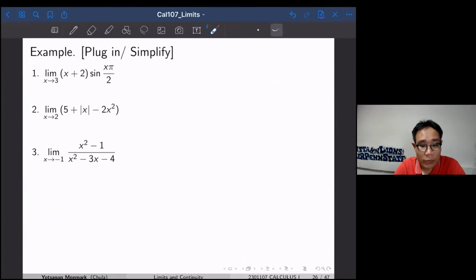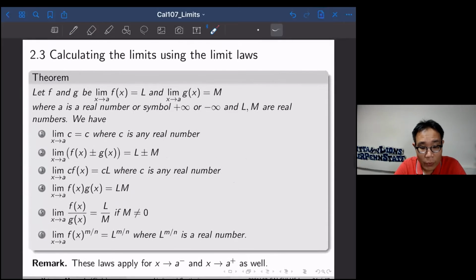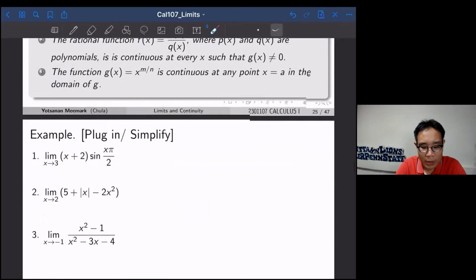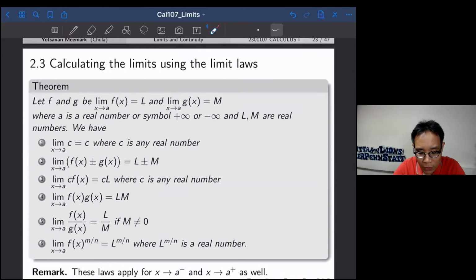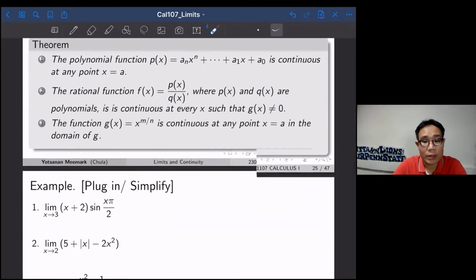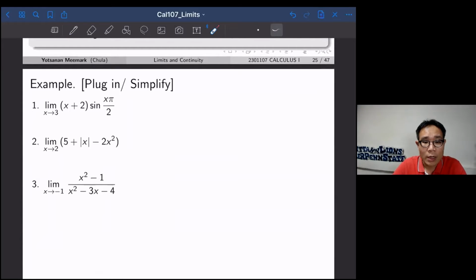What we see from these limit laws allows us to basically try to plug in first. The concept of the limit is not plugging in. However, the limit law allows us to try to plug into the function. And if you are able to compute the value, it turns out to be the value of the limit. So let's do this first example before I go back to explain continuity.